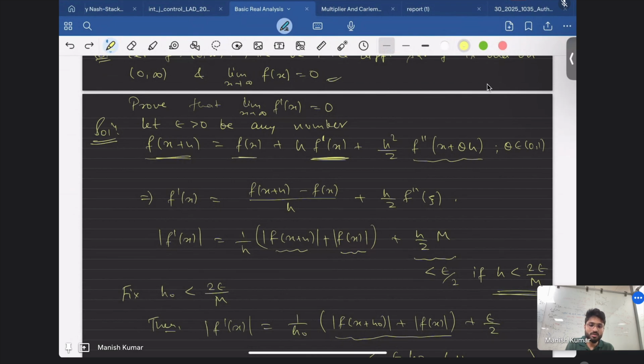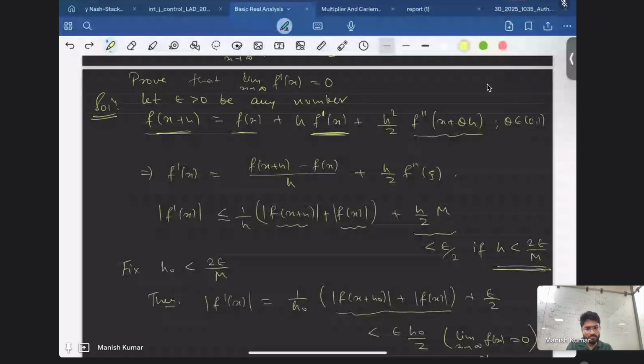Sir, from the third line, the modulus of f dash x should be less than or equal to, no? Yeah, sorry. There I am using the triangle inequality. Yes. Not triangle, the boundedness of f double dash. Here I am using boundedness, and here I am using the triangle inequality. Yes, sir.